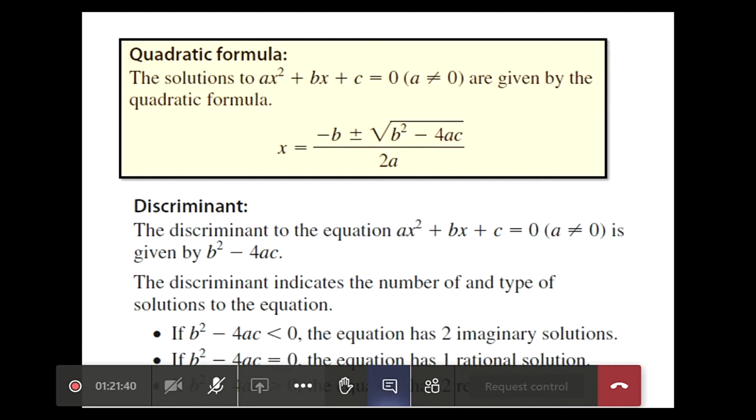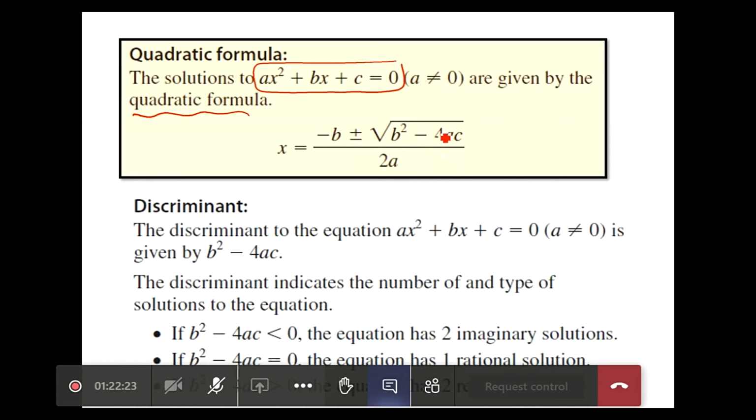Okay. Sometimes we need to find the solution by the quadratic formula. If we have ax squared plus bx plus c equals 0, we can also solve the quadratic equation by the quadratic formula. What's the quadratic formula? x equals minus b plus or minus radical b squared minus 4ac, over 2a.